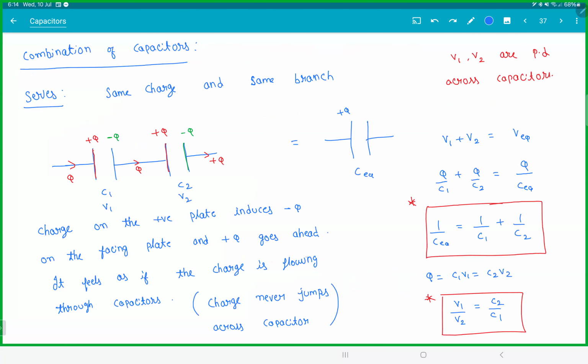Previous page here. So series and parallel are fine, but the main thing is how the charge flows. So be careful with that. In a capacitor, charge really never flows. It's just being induced. Clear? Next one.